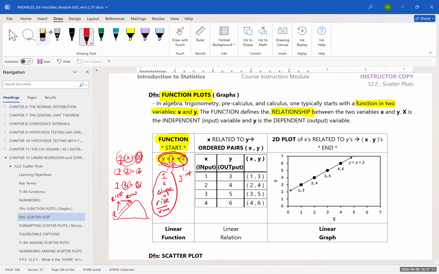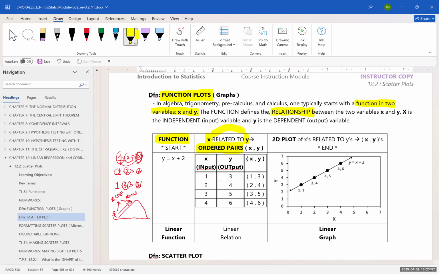But one of the pluses of starting with a function is that we can use it to get some ordered pairs. So what are ordered pairs? Ordered pairs are specific values of x and specific values of y that are related to that value of x.